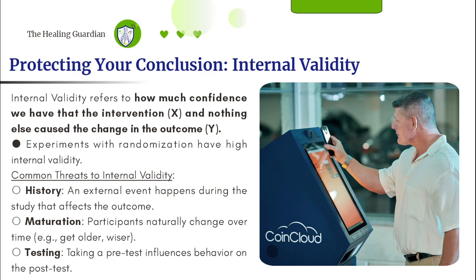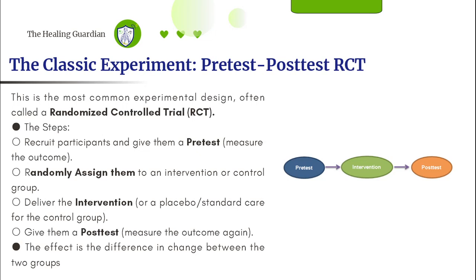But as much as we can, we need to be more confident that it is our intervention that caused the outcome that we saw, not anything else. So internal validity is like the power of a test. The types of experimental designs. We start with a classic experiment, which is called a randomized controlled trial, or can be called a pre-test, post-test randomized controlled trial.